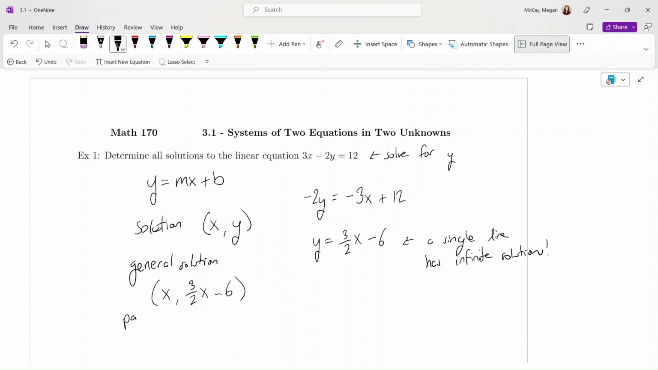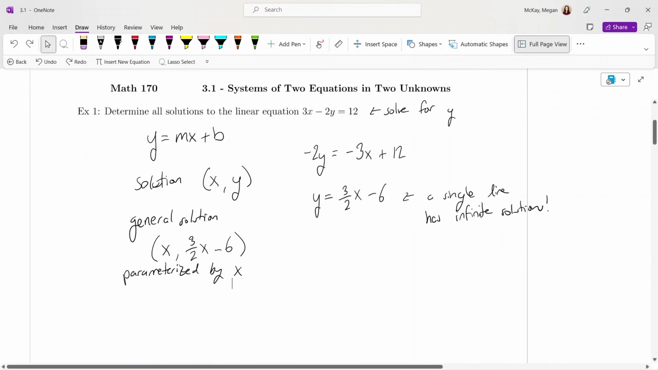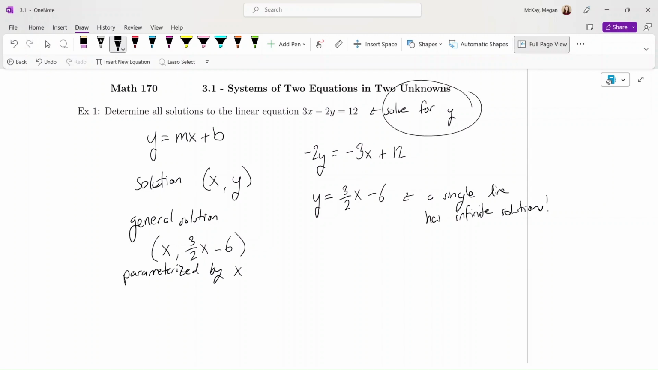specifically parameterized by x. That means we still have x's involved in our solution. Alright, so it's parameterized by x. Now, if we wanted to, we could parameterize the same solution by y. If we wanted to parameterize it by y, we'd have to do a little bit more work. Instead of solving for y like we did originally, we would have to solve for x instead.